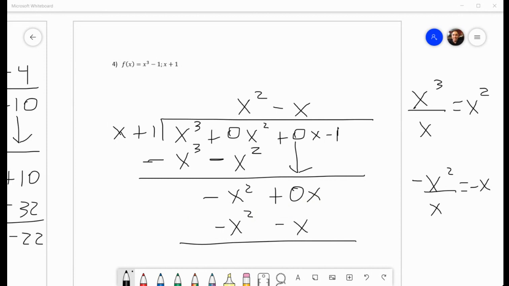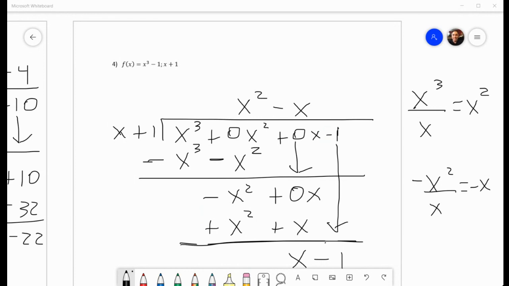Oh, wait, did I make a mistake? Hold on. Negative x cubed. There, okay, sorry, I made a mistake before. Negative x times x plus 1, that's negative x squared minus x. That we subtract. So this we're going to subtract, and now we distribute the negative sign. So this negative becomes a plus. This negative also becomes a plus. And now when we combine, we're left with just x. And then we bring down the minus 1. I hope that made sense what I did.